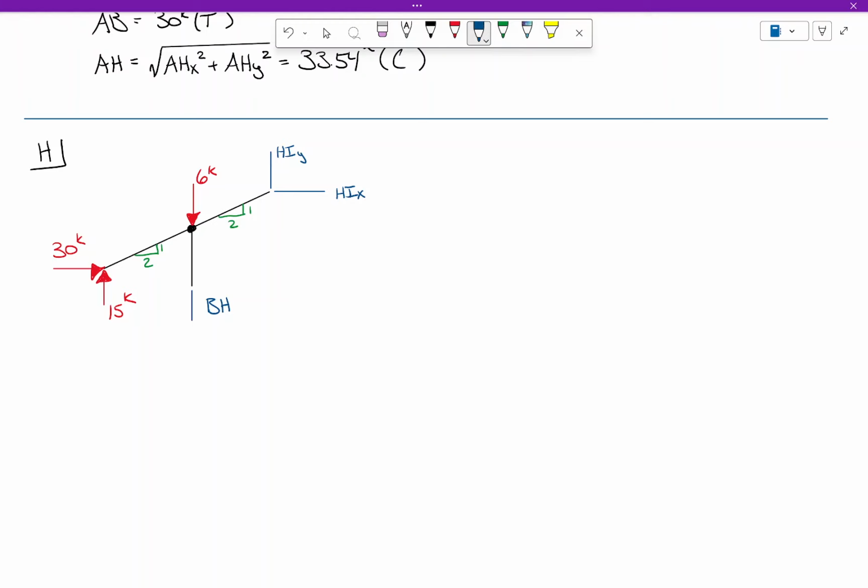So again, my coffee, it's not kicking in. So what do I do? Sum the forces in the X direction. Okay. All right, so tell me what does this mean? Why sum forces in the X direction? What were we trying to solve for? HIX. HIX, and HIX is going to be what? 30 kips to the left.